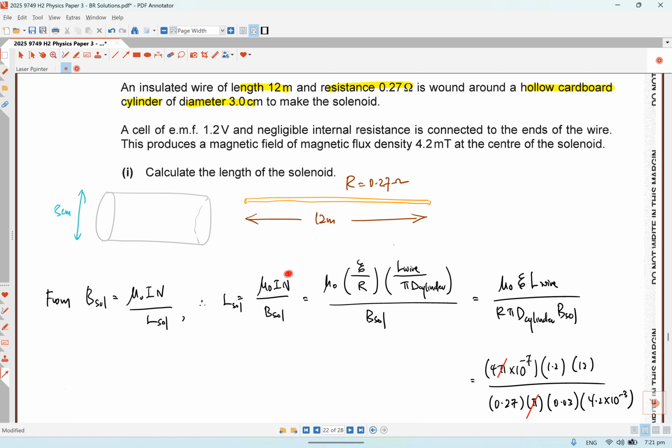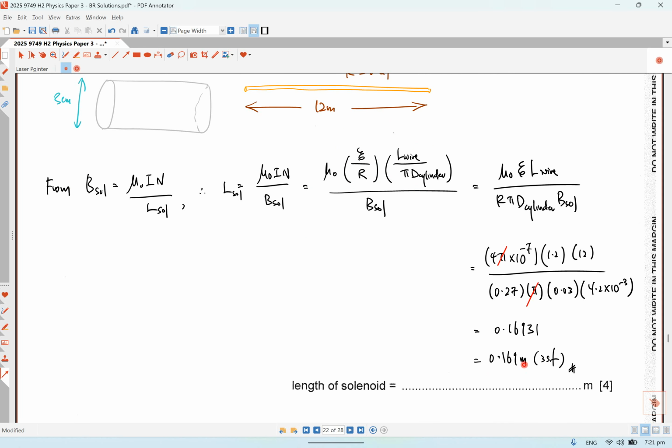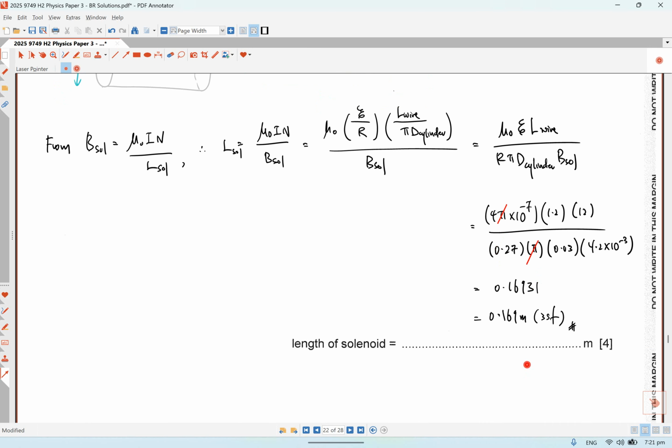To find the current, we use Ohm's law, which is EMF over resistance. The EMF you know, the resistance you know. To find the number of turns, you take the length of the wire divided by the circumference, which is pi d. So all you need is to simply substitute these numbers and then you will get 0.169, right?